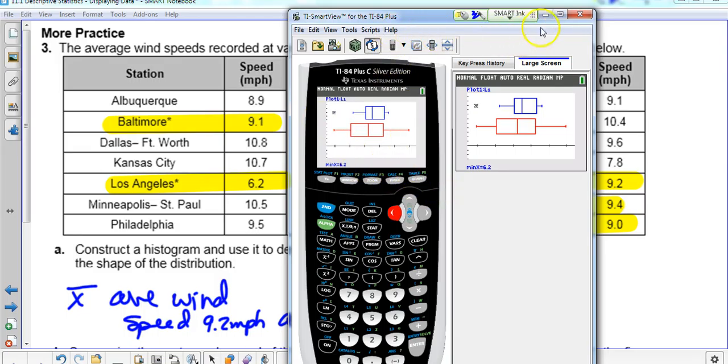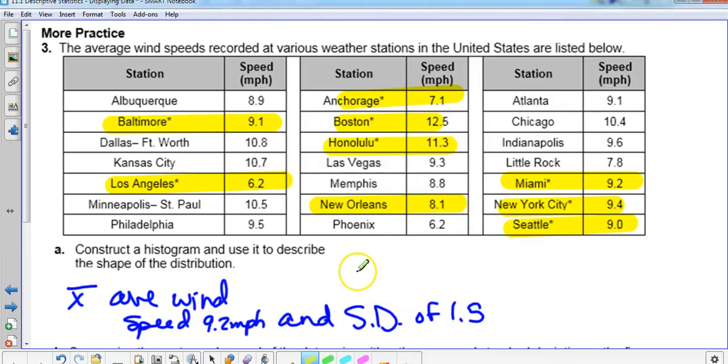Any questions about any of those things? All right, we have one question left that we will cover at the beginning of class tomorrow about a cumulative percentile graph, okay?